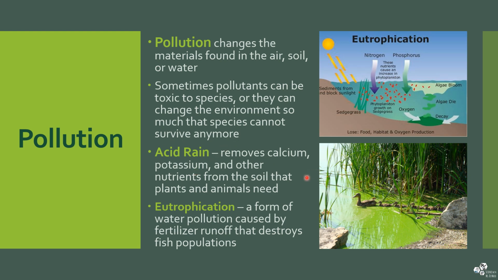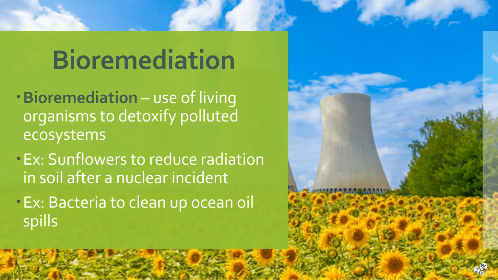And that acid rain can then remove calcium and potassium and other nutrients from the soil that are needed by plants and animals, and it can disrupt the nutrient balance in that soil. So some things we can do to combat some of our pollution problems lie in this idea of bioremediation, so using living things to fix pollution or environmental problems.